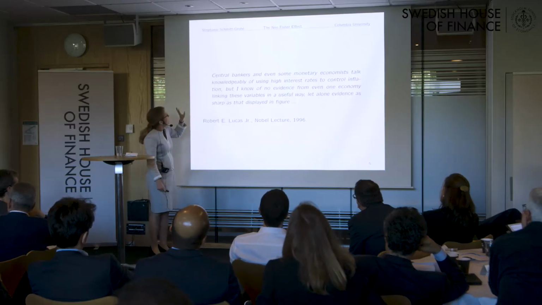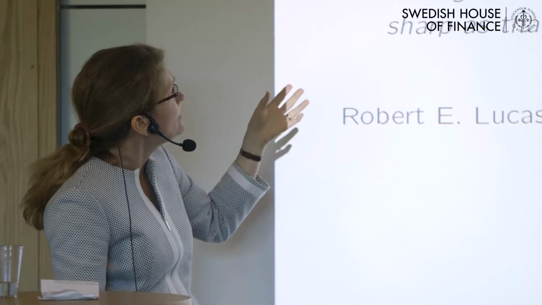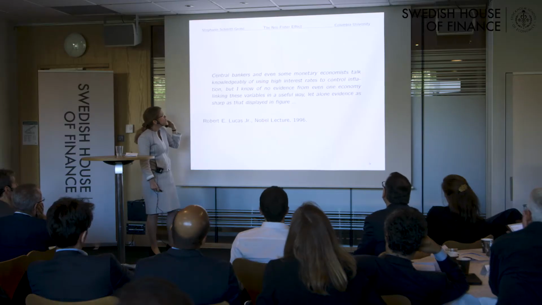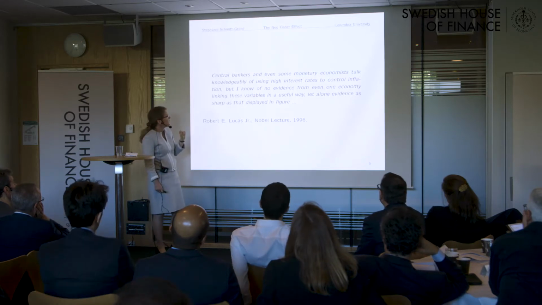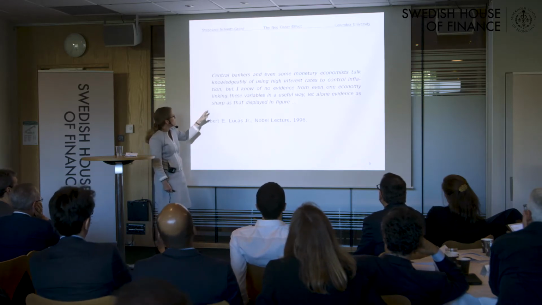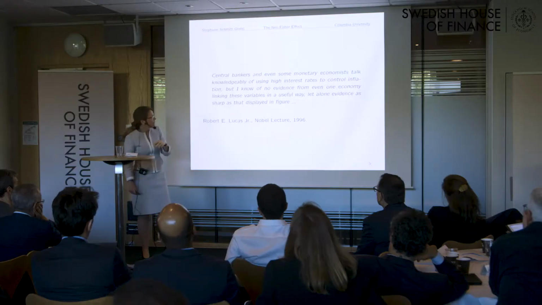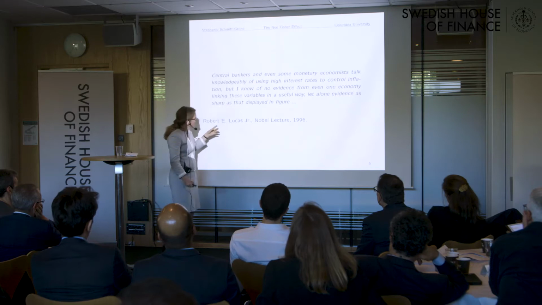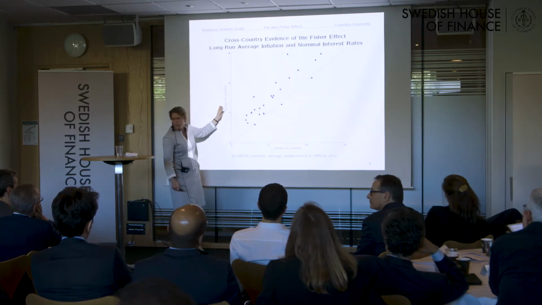He said, "Central bankers and even some monetary economists talk knowledgeably of using high interest rates to control inflation, but I know of no evidence from even one economy linking these variables in a useful way, let alone evidence as sharp as that displayed in figure." What Bob Lucas was showing in these figures were pictures of average money growth and average inflation in the long run. So what we have here is long-run inflation and long-run nominal interest rate.